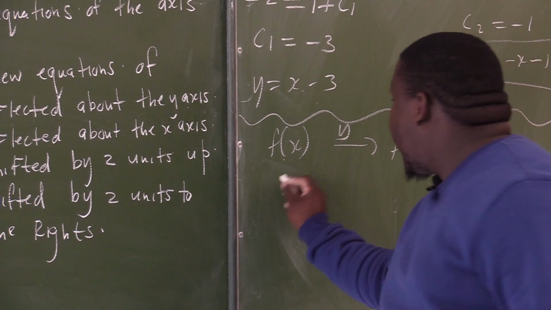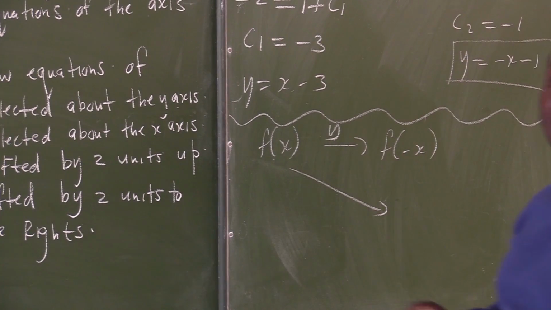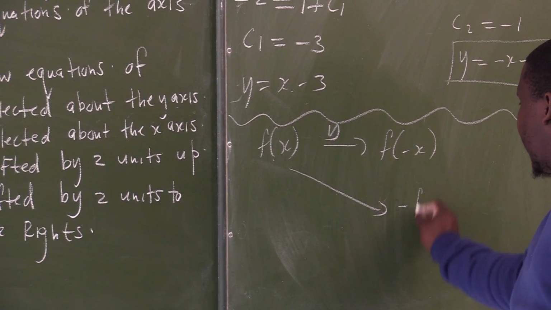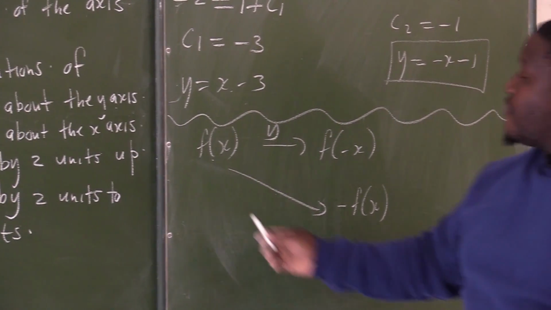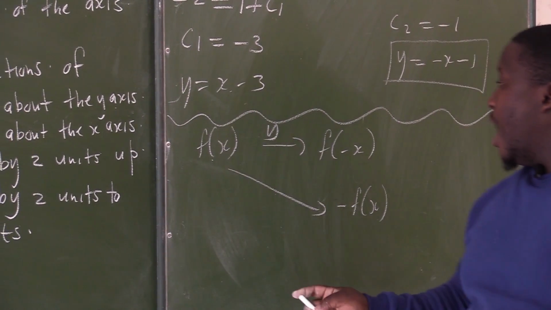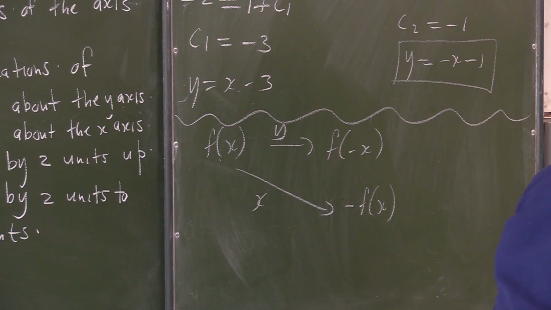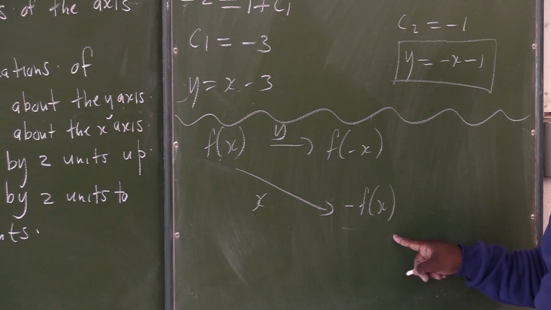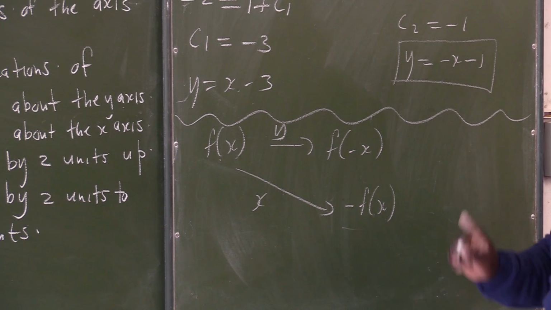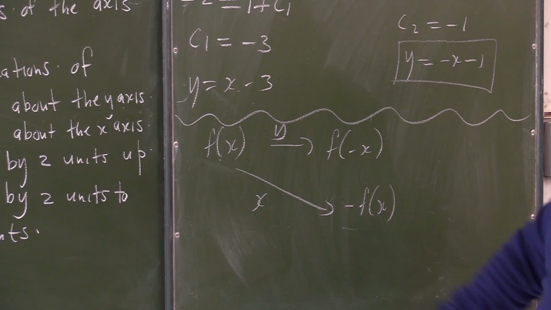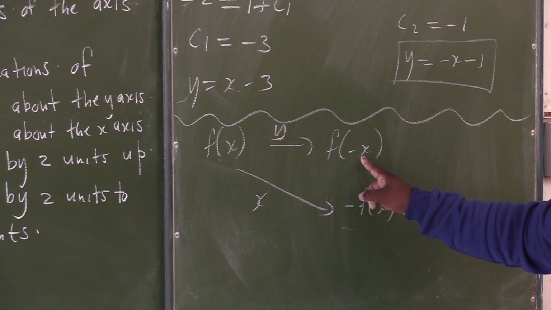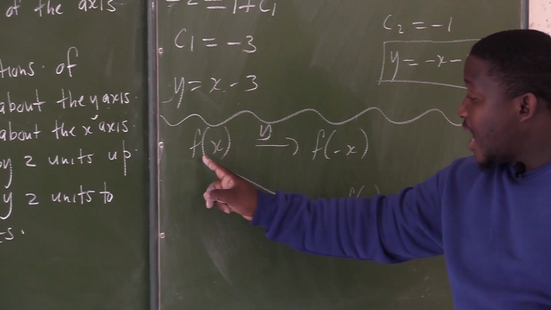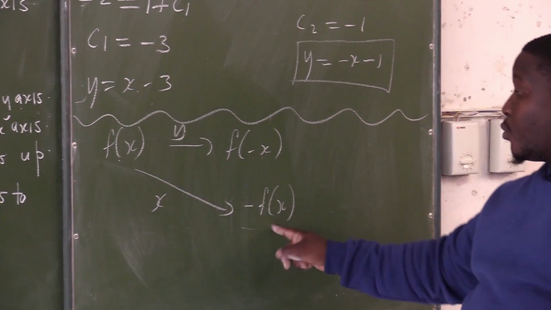But if you have f of x and you end up with negative f of x, you have reflected f now across the x-axis. So there are two reflections. It's the reflection along the y-axis, where x becomes negative, and the reflection along the x-axis, where y becomes negative.